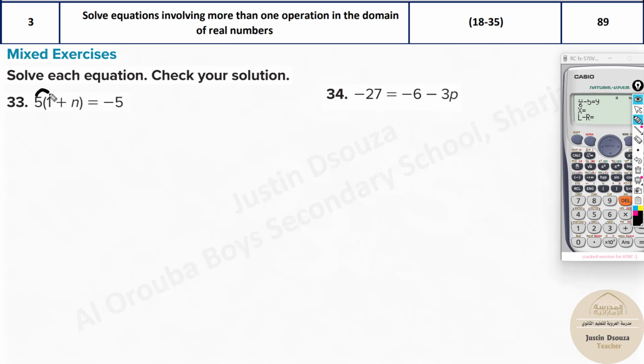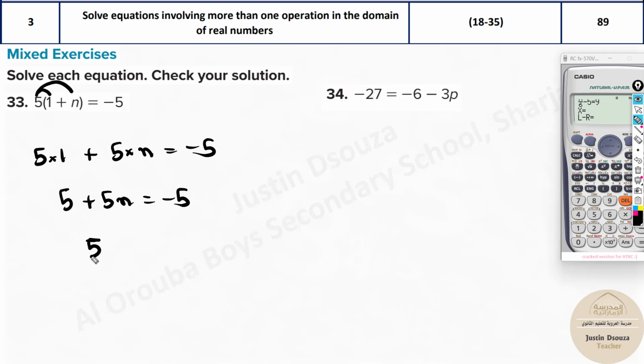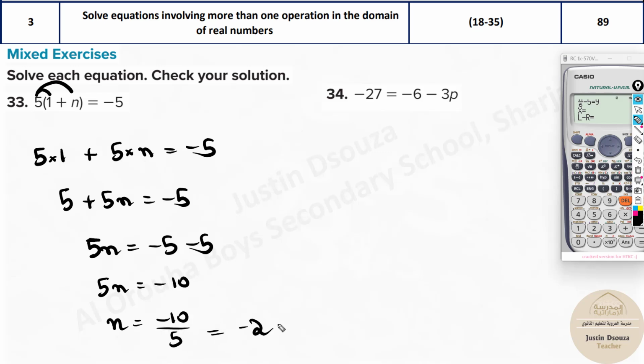I'll tell it again. Multiply this phi to both the terms inside the bracket. It'll be phi times 1 multiplied by 1 plus phi times n equals negative phi. Phi times 1 is phi plus phi n equals negative phi. So this phi goes to the other side. It'll be phi n equals negative phi minus phi, because plus becomes minus. Now you have phi n equals negative 10. N equals negative 10 by phi, which is equal to negative 2. This is how we solve it.